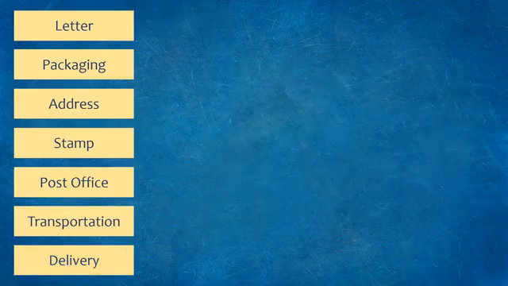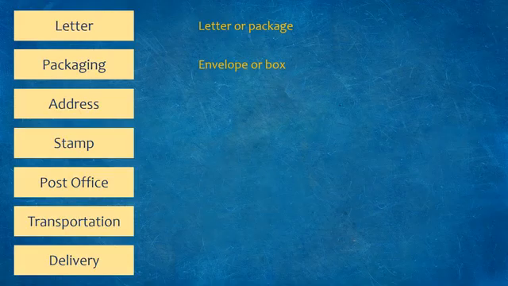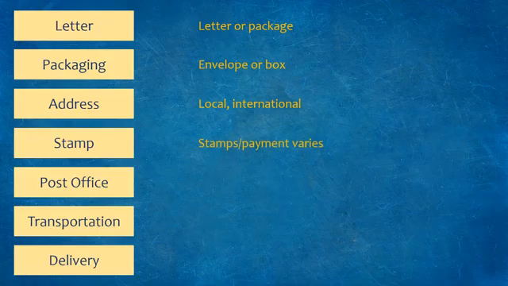What we've done here is we've built a model. This describes how each of these parts interact, but the details underneath may change. For example, maybe we're not writing a letter, maybe we're sending a package. The address may be local or it may be international. This of course changes the number of stamps we'll need.